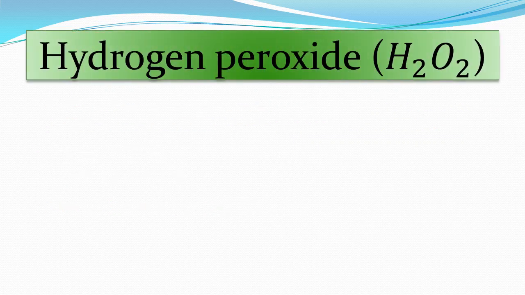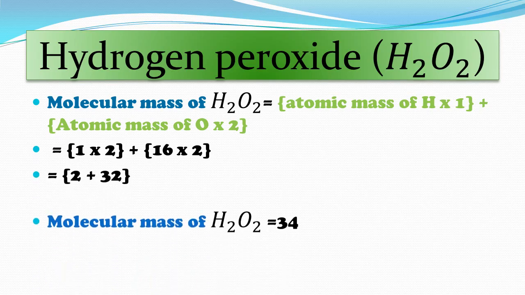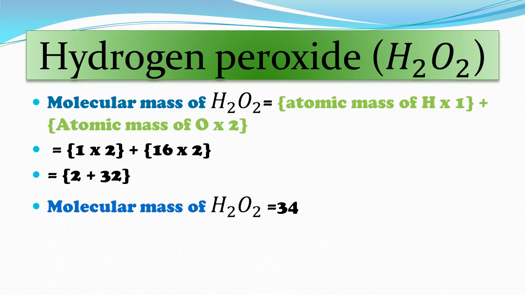All right, now let's find the molecular mass of hydrogen peroxide. The molecular formula of hydrogen peroxide is H2O2. So the molecular mass of H2O2 equals the atomic mass of hydrogen multiplied by 2, plus the atomic mass of oxygen multiplied by 2, because 2 atoms of oxygen are involved. The atomic mass of hydrogen is 1, so 1 multiplied by 2, plus 16 multiplied by 2, so 2 plus 32 is equal to 34. So the molecular mass of hydrogen peroxide is 34.